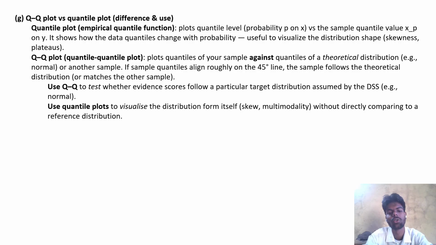QQ plot, quantile-to-quantile, plots quantiles of the sample against the quantiles of a theoretical distribution, for example normal, or another sample. If the sample quantiles align roughly on the 45-degree line, the sample follows the theoretical distribution or matches the other sample. Use the QQ plot to test whether evidence scores follow a particular target distribution assumed by the model, and use the quantile plot to visualize the distribution form itself, like skew or multimodality, without directly comparing to a different distribution.